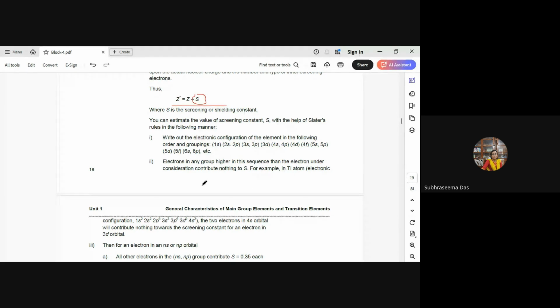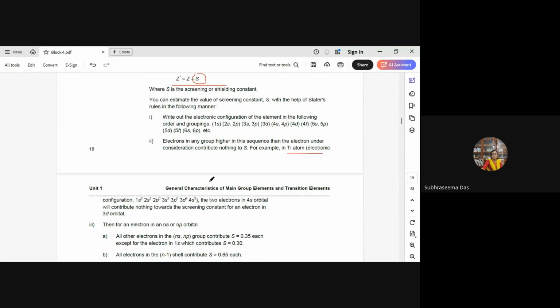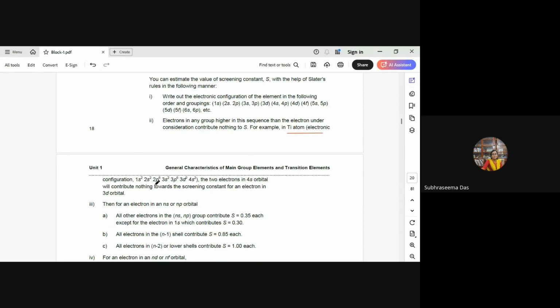For example, we will consider titanium. The electronic configuration for titanium is 1s2, 2s2, 2p6, 3s2, 3p6, 3d2, and 4s2. So first we write the open electronic configuration of the titanium atom. Then we see that the two electrons in the 4s orbital contribute nothing towards the screening constant for the electron in the 3d orbital. Since the 4s is filled, it has no role in the screening of the 3d2 orbital.